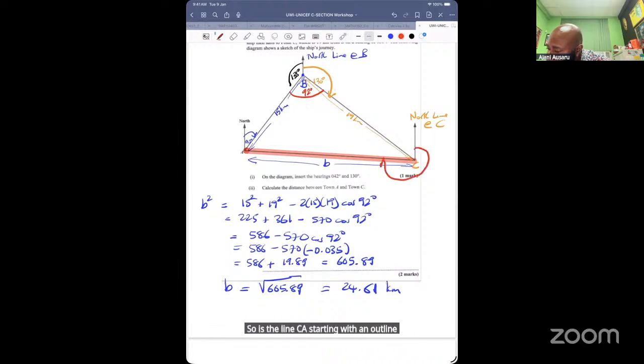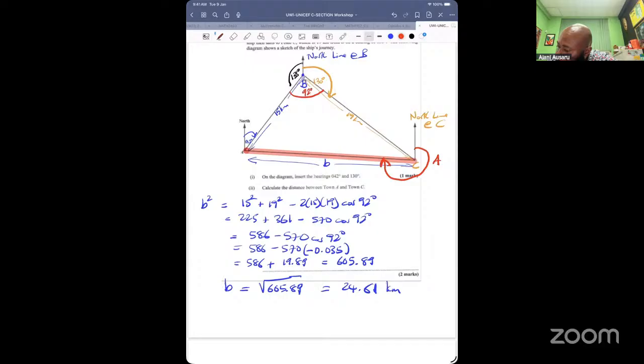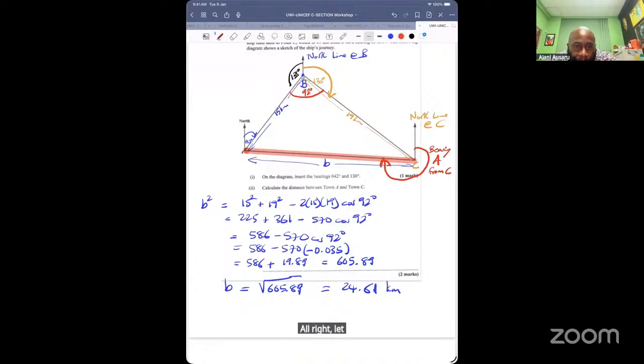So this is what we want, right? Bearing. I don't need to write that. We know what we're talking about. This is A from C. So there's a Z angle and the 92 at B, you should go at C right there, and then we use the back bearing to find the distance from C to A. All right, let us see.